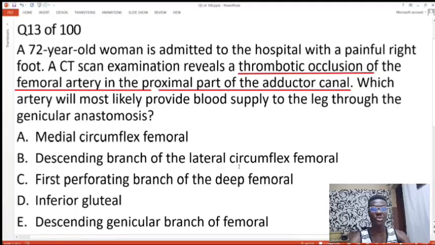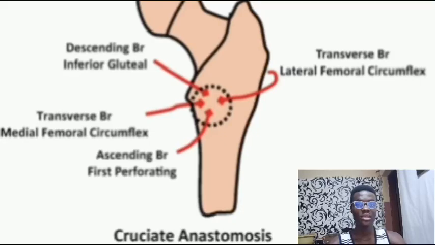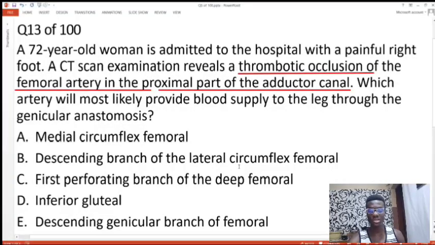Now, the cruciate anastomosis is formed by four arteries also: the transverse branch of the lateral circumflex femoral, the transverse branch of the medial circumflex femoral, the ascending branch of the first perforating artery, and the descending branch of the inferior gluteal artery. So those are the four arteries that form the cruciate anastomosis.